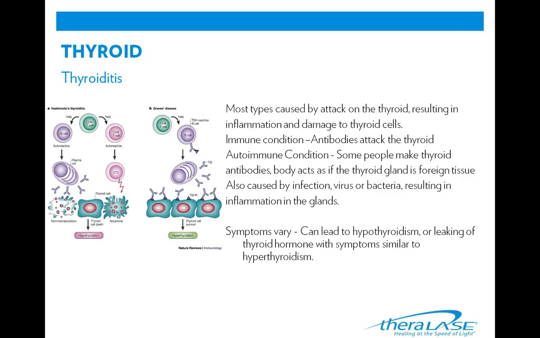There are other causes of thyroiditis too, infection, both viral or bacterial, which can also result in inflammation of the glands. We can see different symptoms. We can actually see hypothyroidism or hyperthyroidism. Here we've got a picture on the side of Hashimoto's thyroiditis, which is a hypothyroid condition, or Graves' disease, which is a hyperthyroid condition.